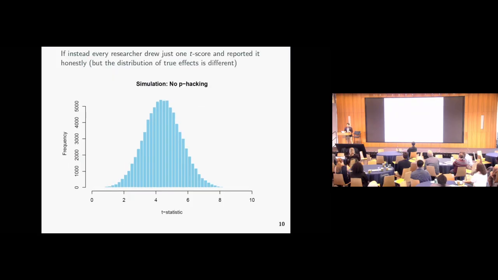Now, it's also possible to generate the exact same t-curve using a different simulation process that doesn't include any p-hacking or selective reporting at all. In this scenario, everyone reports every t-score that they draw, but the distribution of true intervention treatment effects in that literature is different. And it's different in such a way that the histogram of published t-scores looks exactly the same.